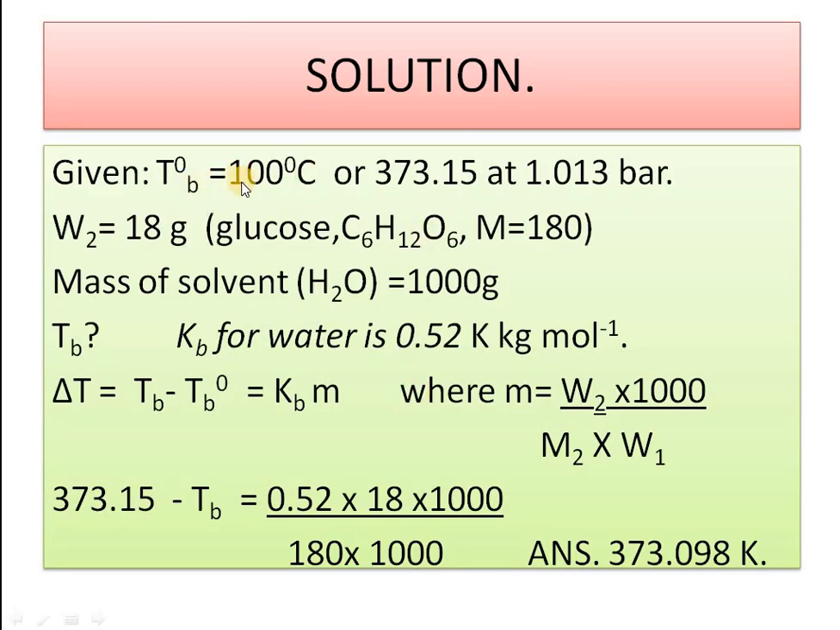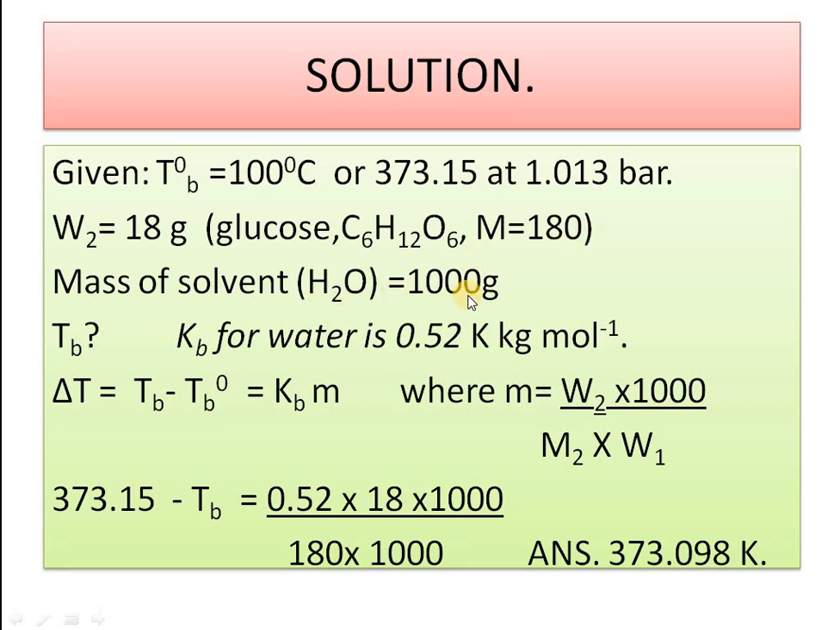The TB naught is not given, but you should take it by yourself. At standard it is 100 degrees Celsius or 373.15 Kelvin. We add 273.15. Sometimes in the book they have solved using 273. That is also right, it's not wrong. A little bit of variation will come in the answer, but that is acceptable. Now, glucose we have added how much? 18 gram, and you can calculate the molecular mass of glucose, which will come to 180 gram per mole.